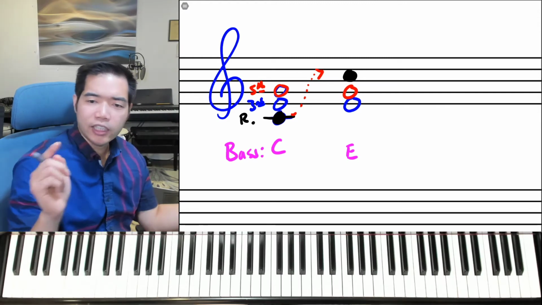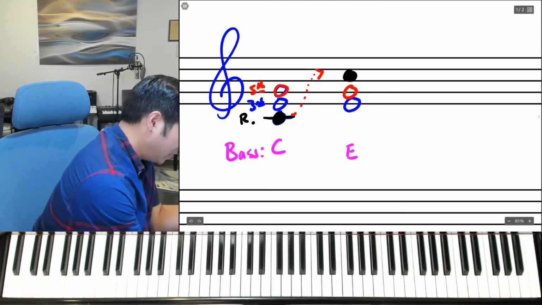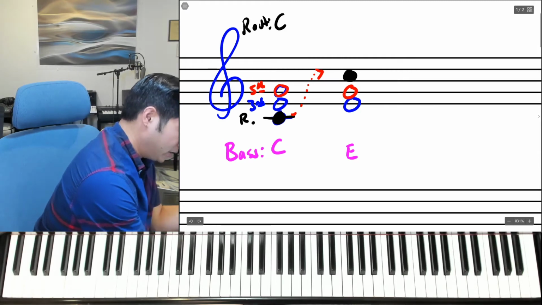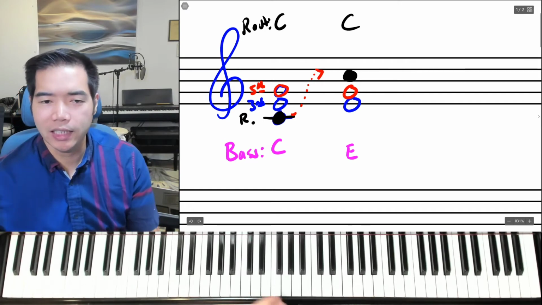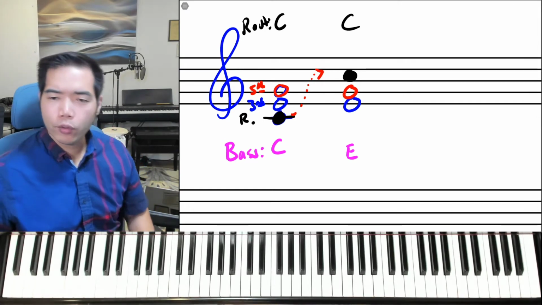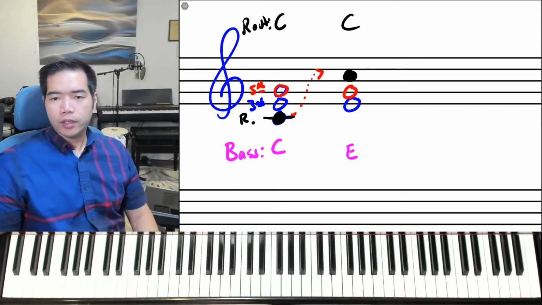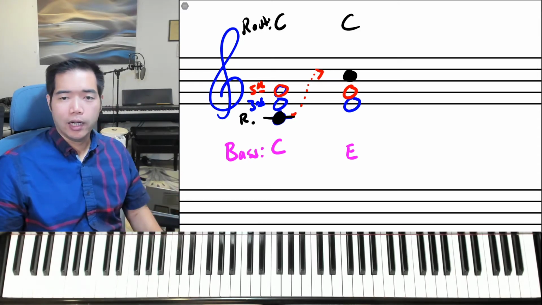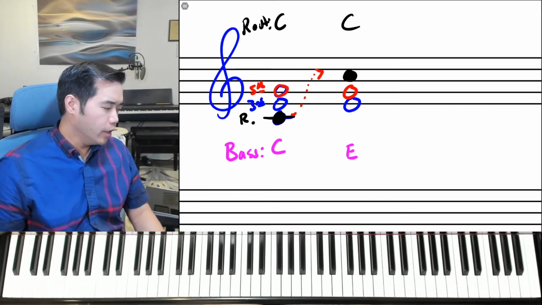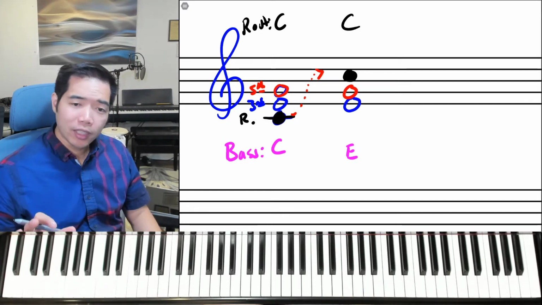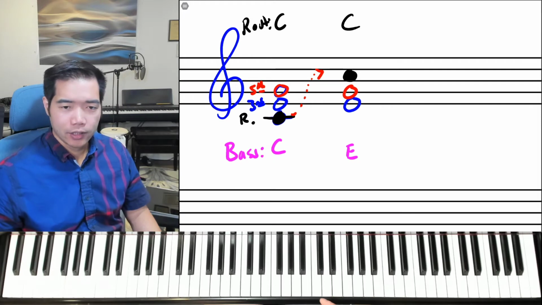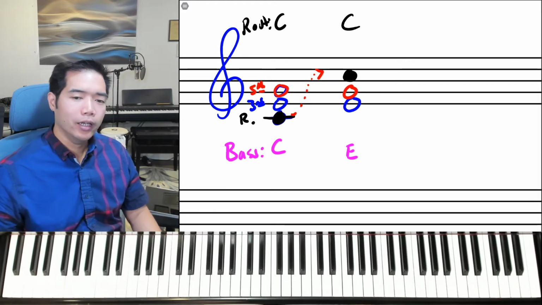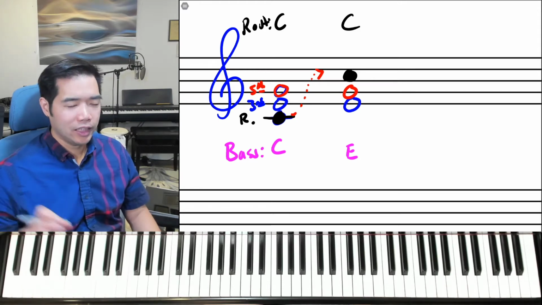But the root has not changed. My root is still C. And it's still C here as well because it's still the same C, E, G notes. It's just in a different order. So really important to understand the difference between root and bass notes. Do not get these confused. The root of the chord can be in the bottom position, but it doesn't have to be. The bass note is always going to be the lowest note, and it may or may not be the same as the root.